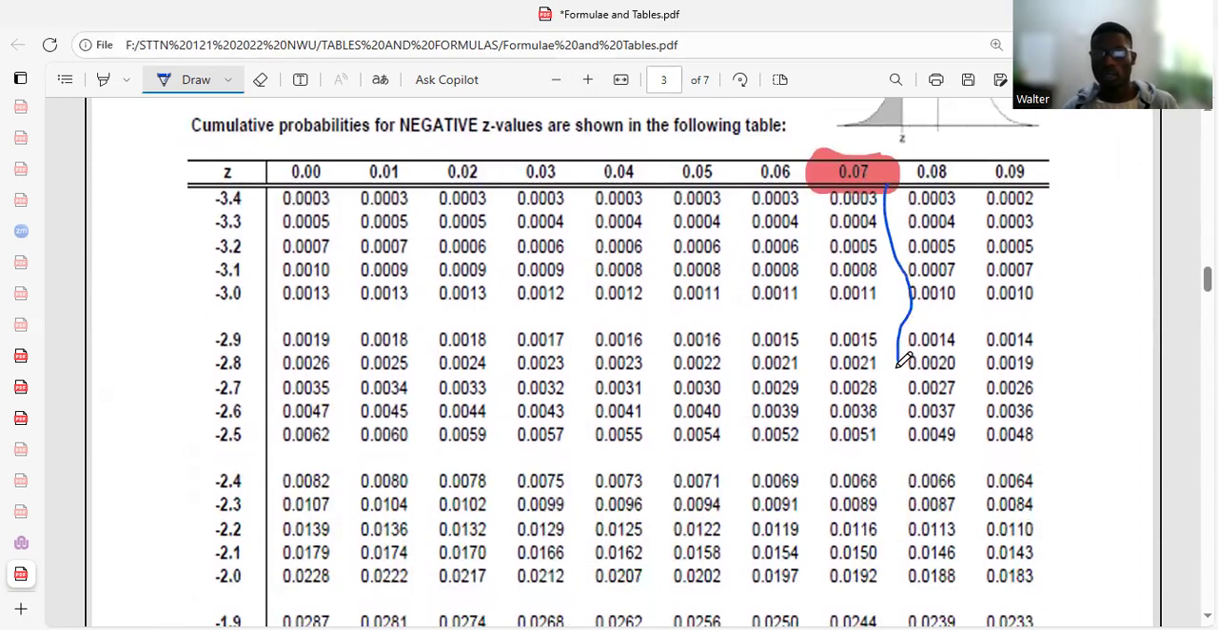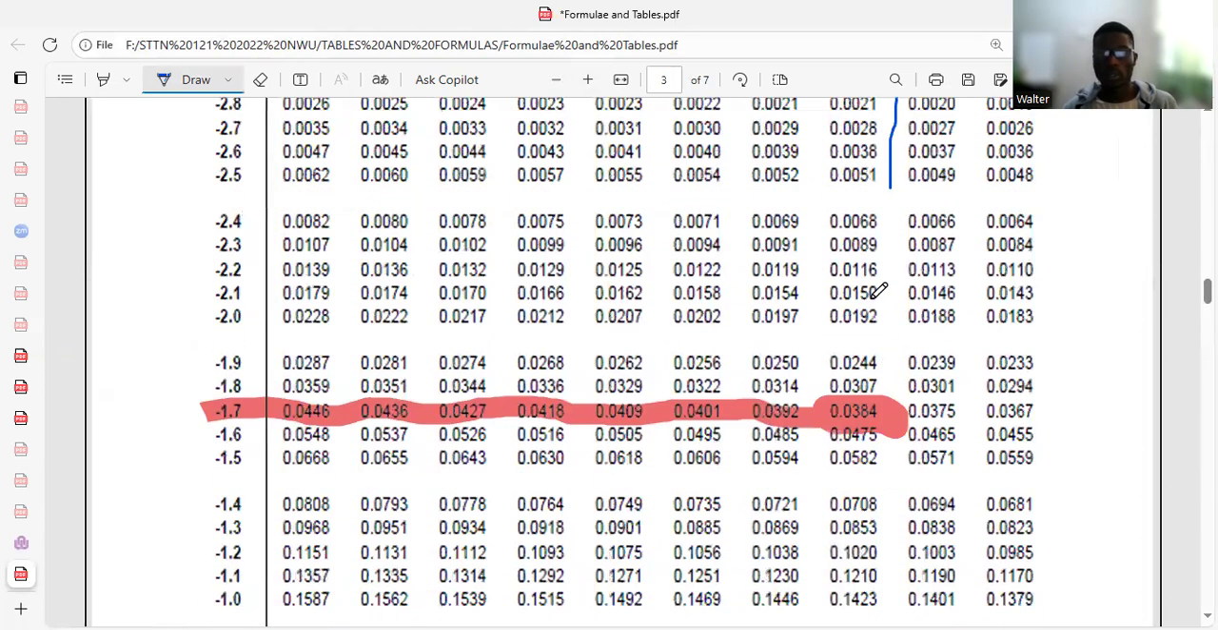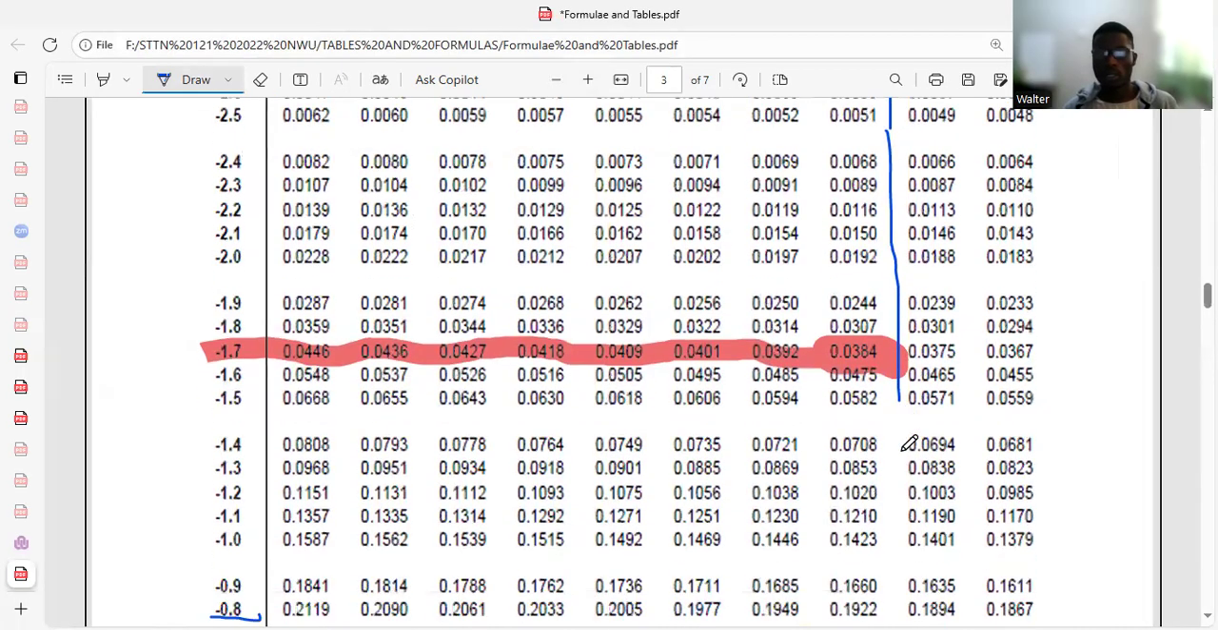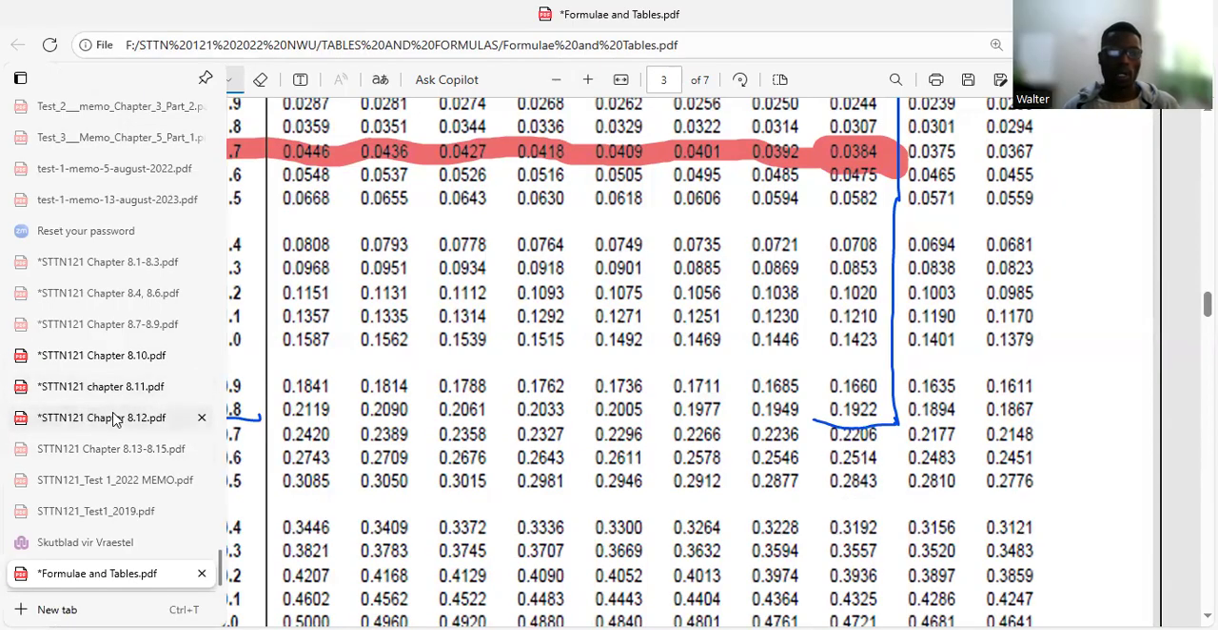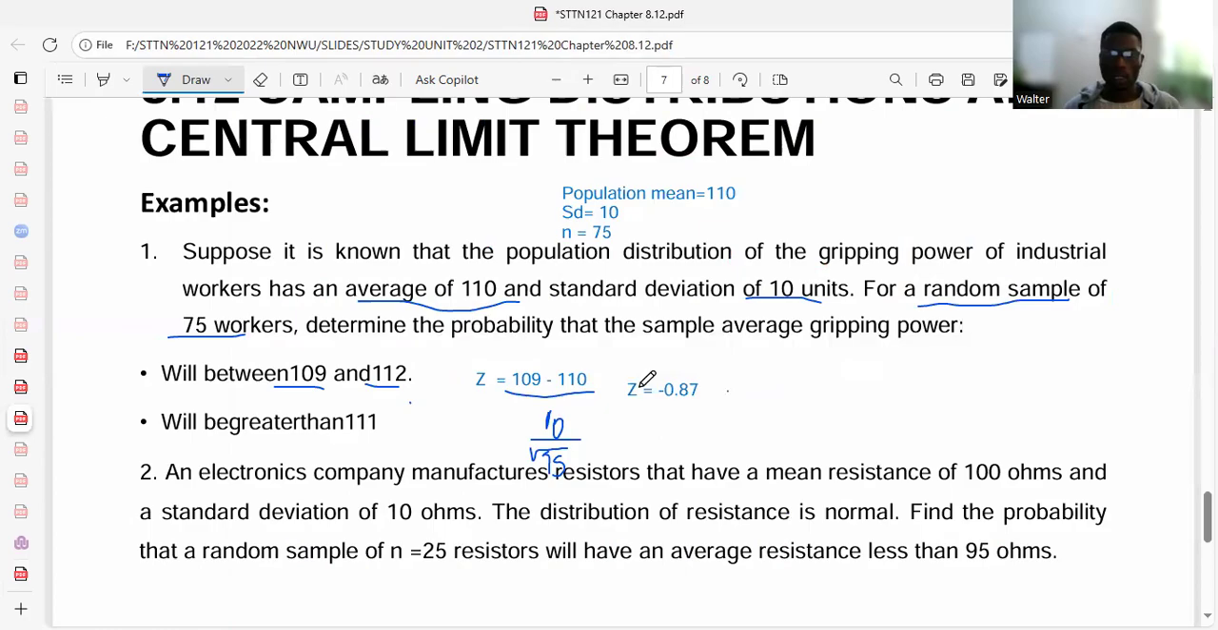Okay, here it is. Minus 0.87, this side, this side, which is 0.1922. The probability is 0.1922. I write it here. The p-value, the probability, is equal to 0.1922. We are done with 109.